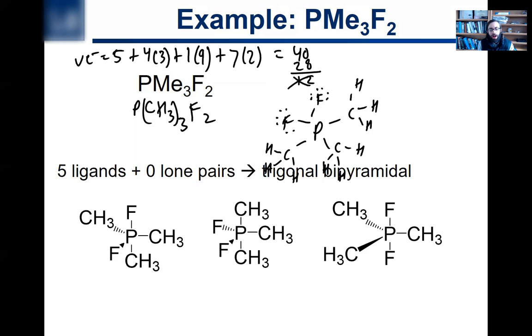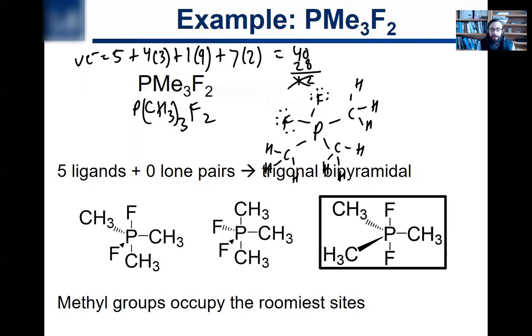Now the question is, we know it's trigonal bipyramidal. Where do we put the fluorines and where do we put the methyl groups? We have 3 different options, which I've drawn here. Which one is it going to be? It's going to be this one. The methyl groups are bigger. They're 4 atoms versus 1 atom on the fluorine, and so they're going to occupy the roomiest site. As we said with the previous example, the roomiest site is in the equatorial position, where there's 120 degrees separating the atoms, versus in the axial, there's only 90 degrees. So this is actually the experimentally observed structure of this compound, not these other isomers.